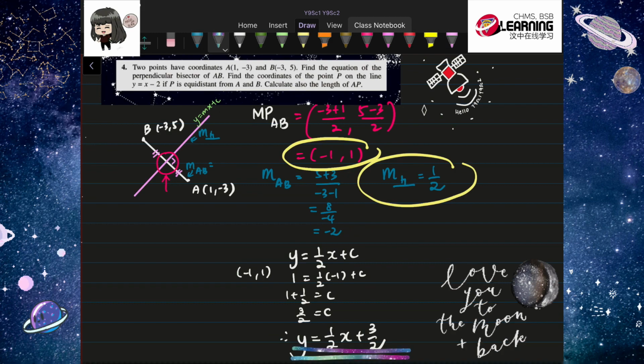Okay, so this is my first answer. You must highlight this answer for me, because that is the first question they asked you: to find the equation of the perpendicular bisector.